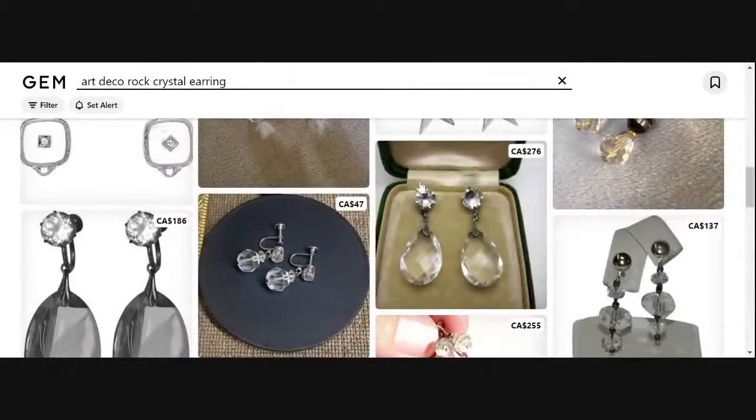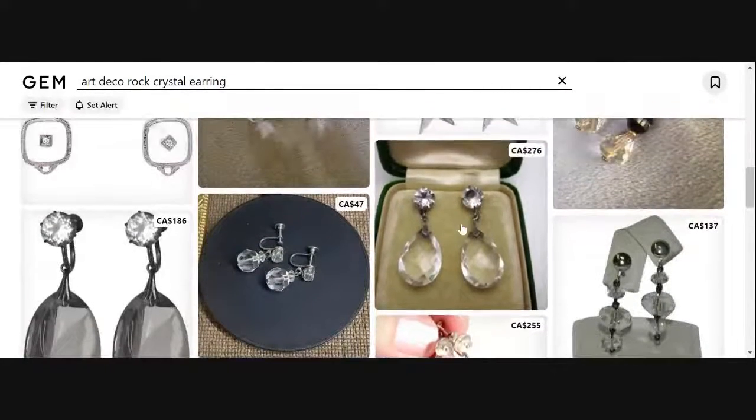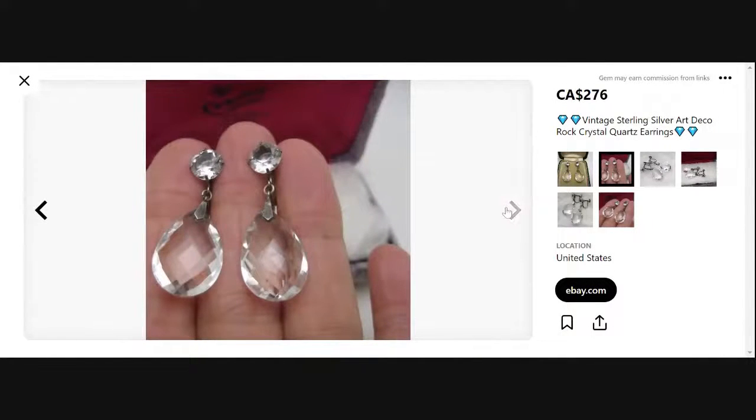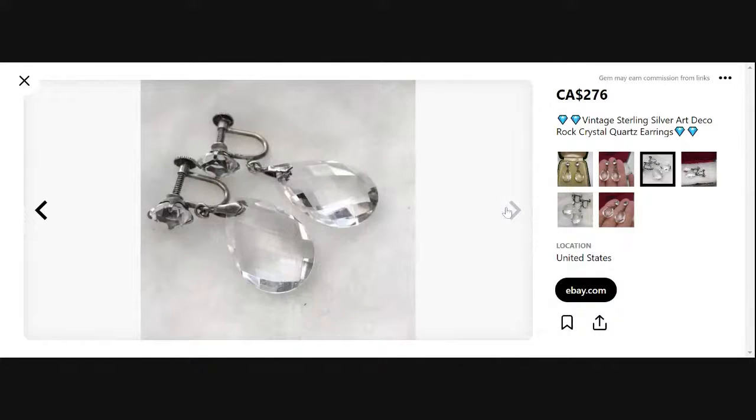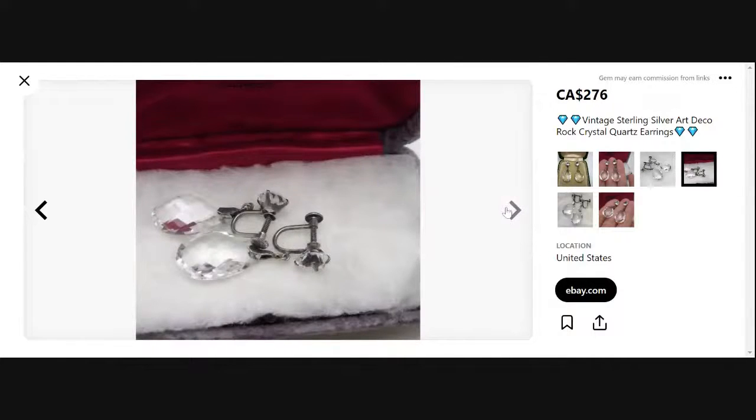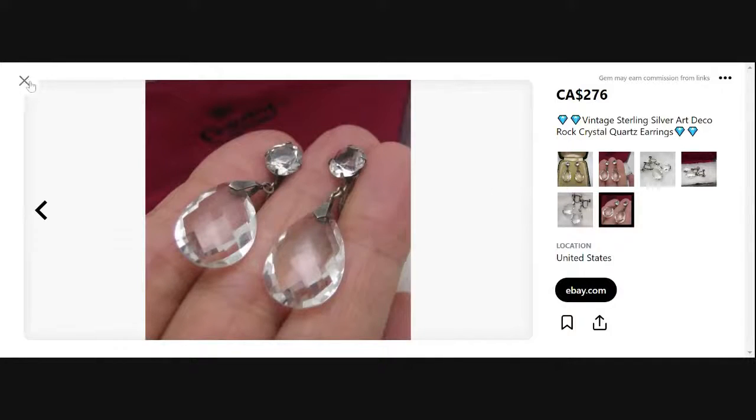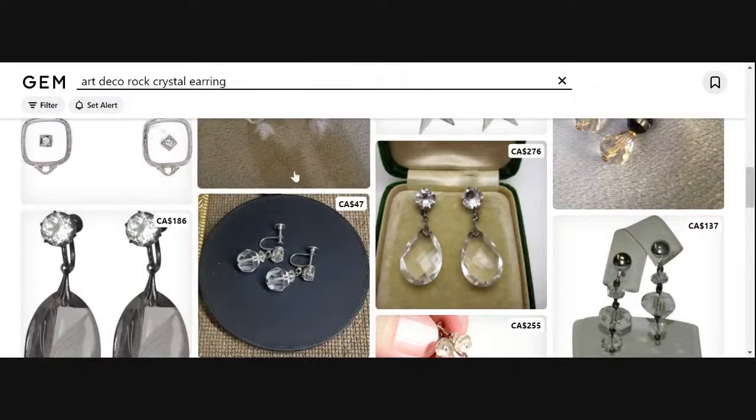Okay, let us go back here. We'll pass on those. These are $276. They are larger, so depending on what it is you're looking for, these are available on eBay as well. I'm going to see if we can find ourselves a bit of a bargain. So let's keep going.